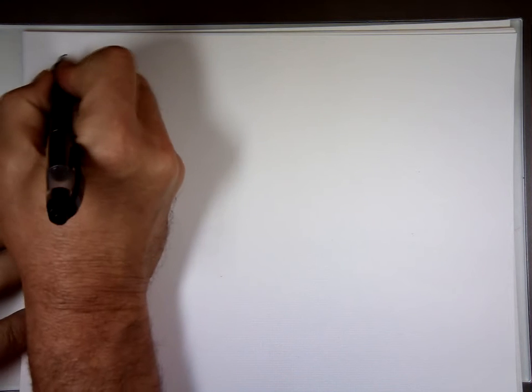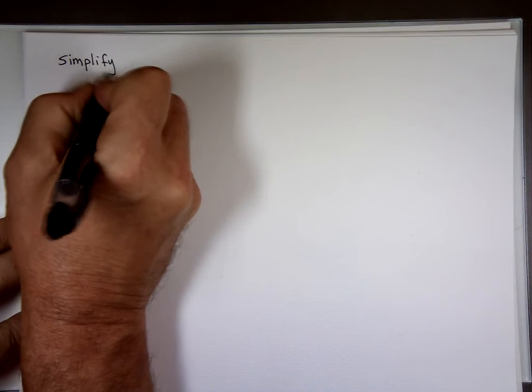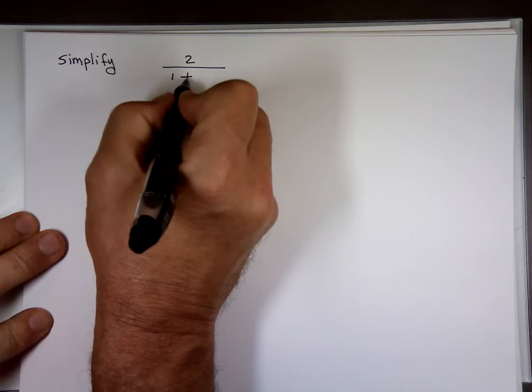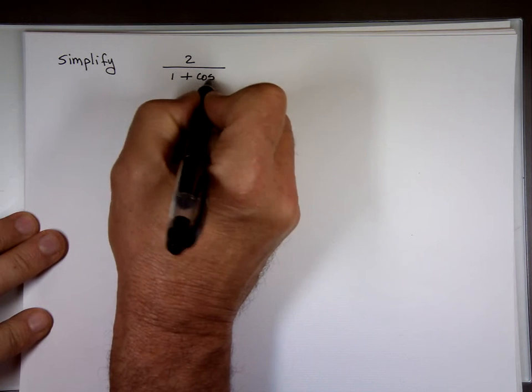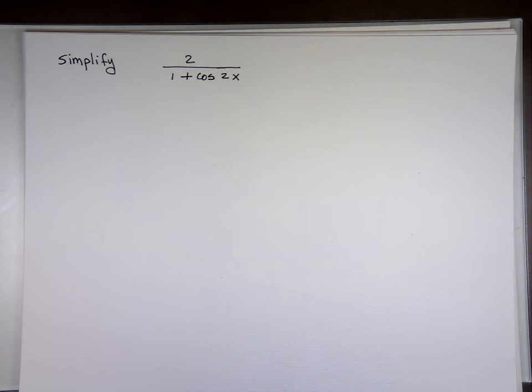You might be given a problem like this. Simplify. Two divided by 1 plus cosine 2x. I want to simplify that.